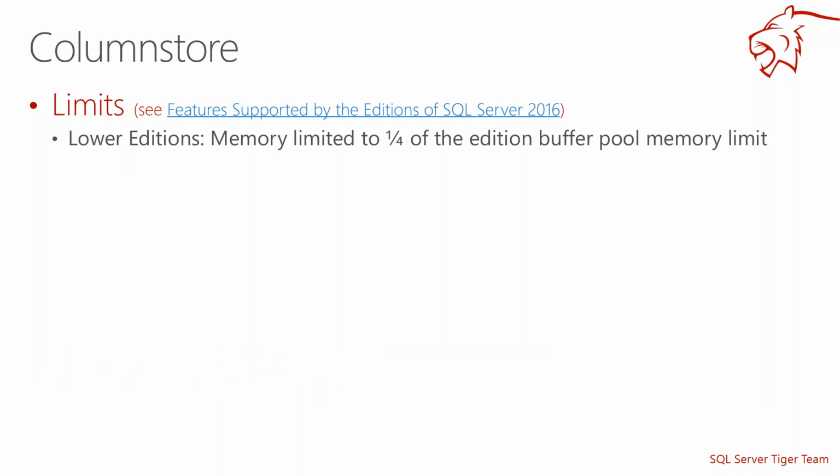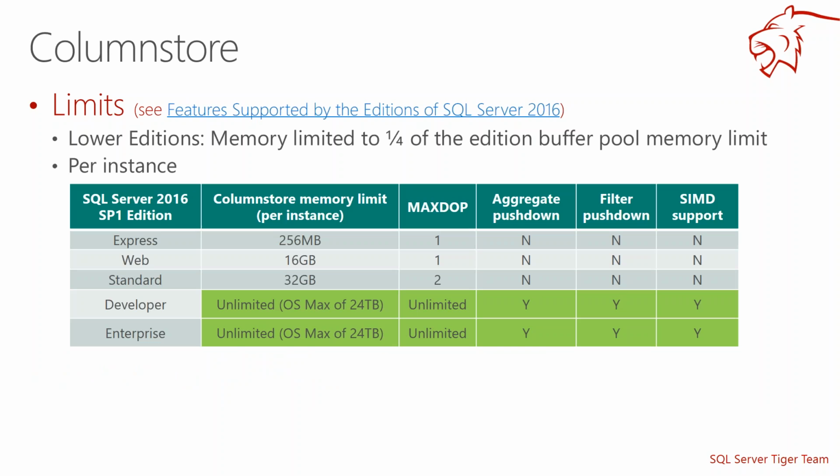Talking about column store, again, column store memory limits are 1/4 of the edition's buffer pool memory limits. But these limits are per instance limits. So that's one important difference. The other limits are performance differentiators across editions. So if you're using Express or Web Edition, the max degree of parallelism is capped to 1. For Standard Edition, the max degree of parallelism is capped to 2. And we have some enhancements which are reserved for enterprise editions of SQL Server, which can give up to 2x to 10x improvement in your query performance when you're using enterprise or developer edition of SQL Server.